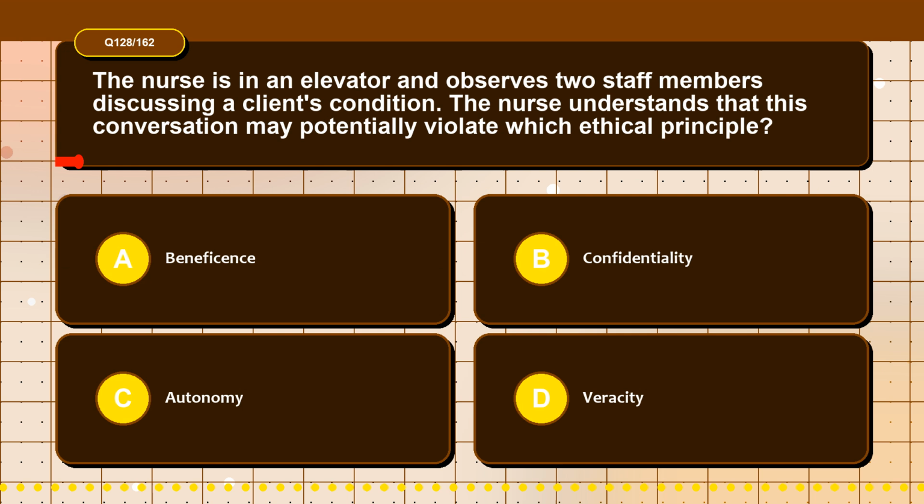Question 128. The nurse is in an elevator and observes two staff members discussing a client's condition. The nurse understands that this conversation may potentially violate which ethical principle? Here are the options. Option A. Beneficence. Option B. Confidentiality. Option C. Autonomy. Option D. Veracity.